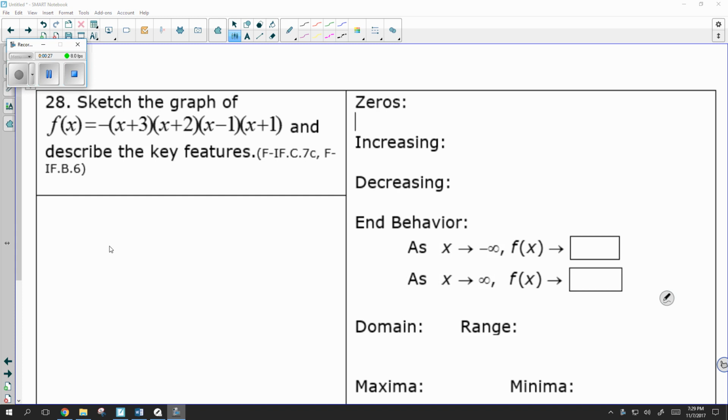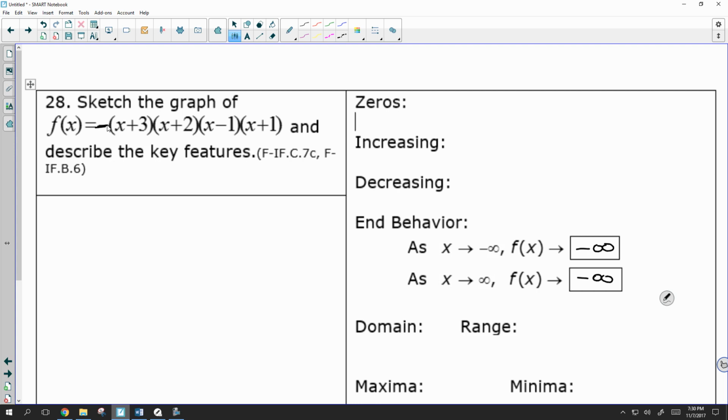So the end behavior, if you count up the x's, there's 4 x's. So that means this is an x to the 4th problem. Because it's an even exponent, the end behavior should match. Since there's a minus in the front, that means that they're both down, down. So right away, before we even start graphing, we already know the end behavior. It's negative infinity and negative infinity.